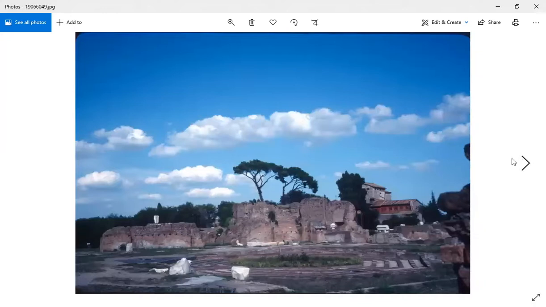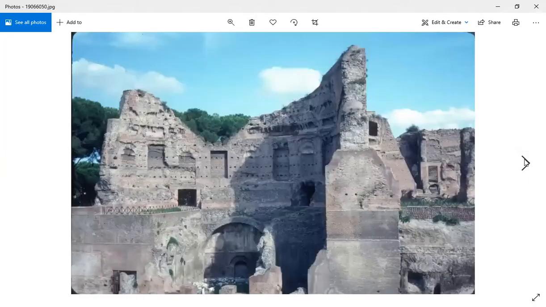How are we doing on time here? Well, actually, we're not doing badly. So I do want to show you a couple of Roman bathhouses and then we'll get to the Areopagus.